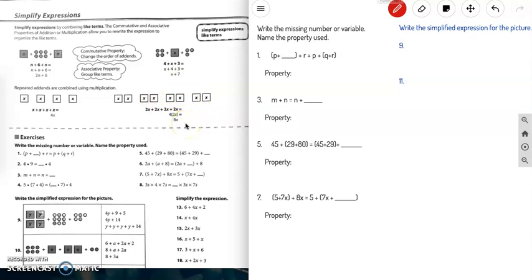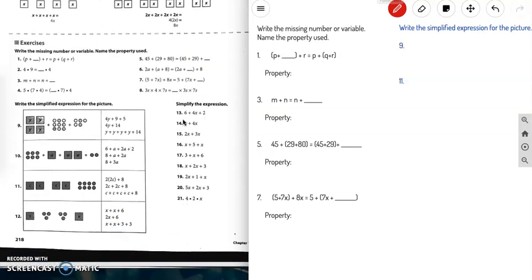Okay, that's a lot of information, and it would be a lot easier to learn about this using blocks and things like that. But let's go ahead and give it our best try with this online computer resource. I'm going to do the odd problems as usual, and I want you to try your best on the even numbers. So let's go one at a time. Exercises: write the missing number or the variable and name the property used. So there's two things we've got to do here.